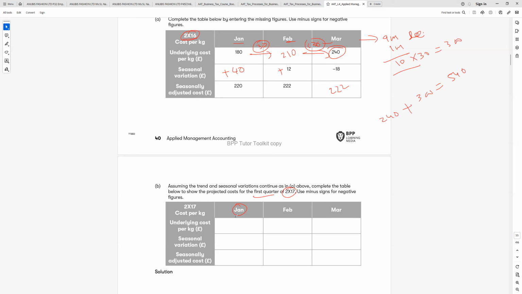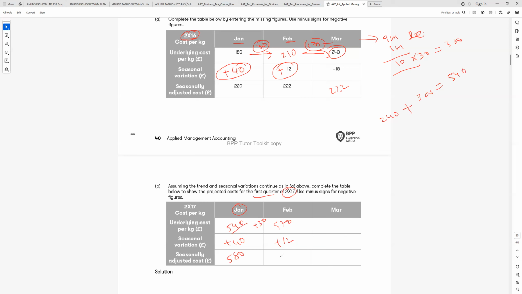So I said on January next year, 2017, my cost will be 540. And again, there will be some seasonal variation on January, that is 40 will be plus. So plus 40, and that will give me 580. And on February, it will be 30 more. So 540 plus 30, it will be 570. In February, you have a seasonal variation plus 12.